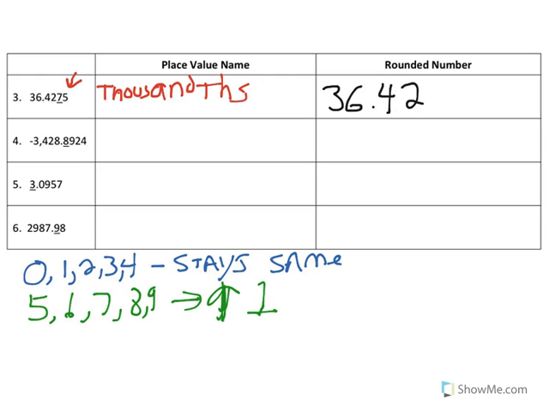So our underlying one was a 7. Now it's going to be an 8, and we are done. We're going to get 36 and 428 thousandths. All right. Next one. Here's our decimal. 1 over we know is tenths. So I'm going to write tenths.